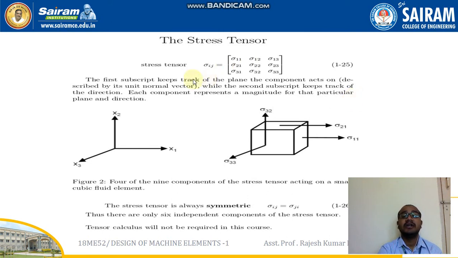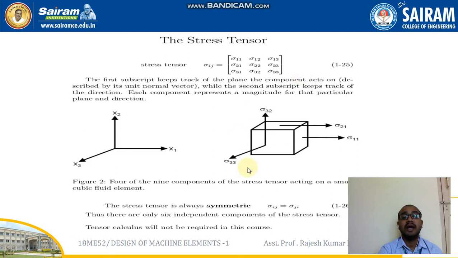Let me start the topic with the stress tensor equation, which I'll denote as sigma ij, equal to sigma 11, sigma 12, sigma 13; in the second row sigma 21, sigma 22, sigma 23; and in the third row sigma 31, sigma 32 and sigma 33. The first subscript keeps track of the plane, which is described by its unit normal vector, while the second subscript keeps track of the direction. So each component represents a magnitude for that particular plane and direction.